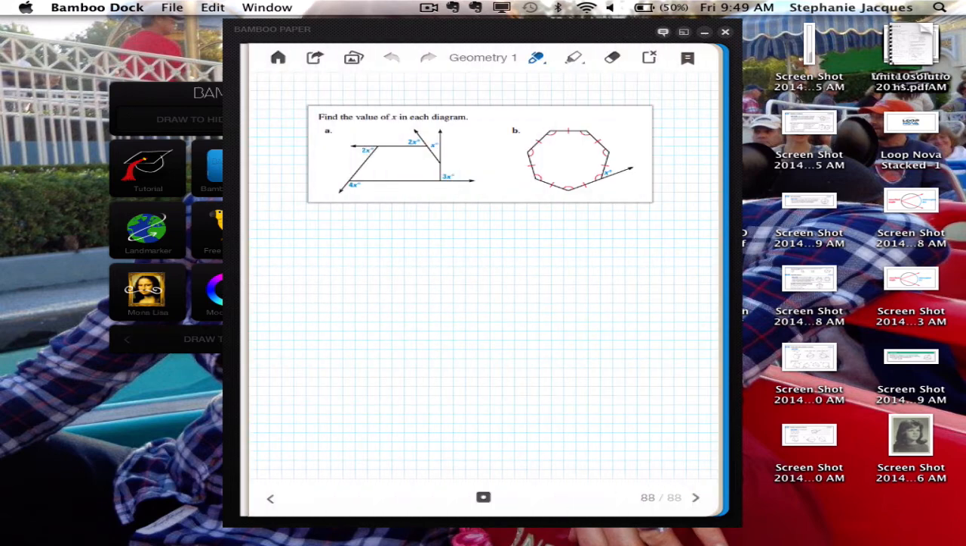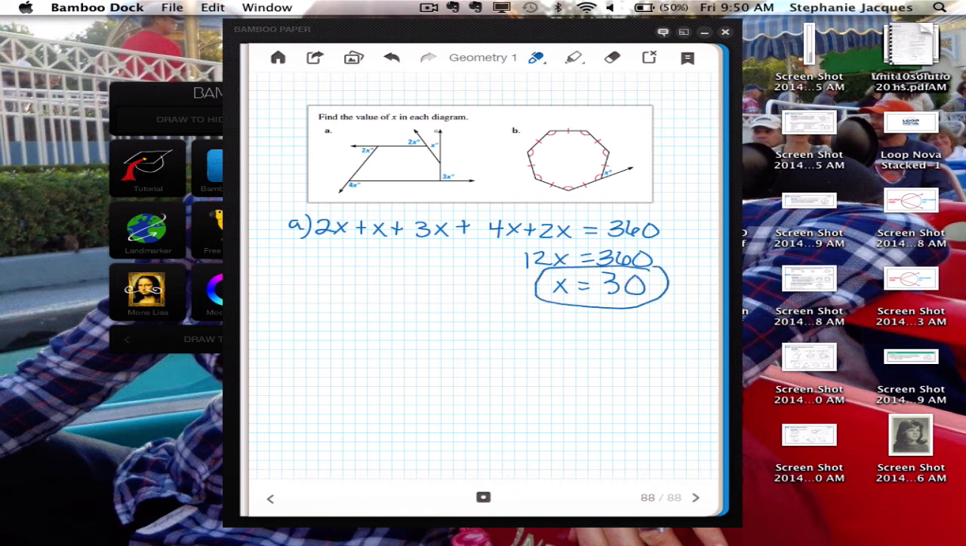Okay, so let's look at A. I know that if we add all these up, they should equal 360. So I'm going to do 2x plus x plus 3x plus 4x plus 2x equals 360. When I add all these up, I get 12x equals 360 and x equals 30. So that's the measure of x. They just wanted to find x. They don't want you to find the degrees. If you did need to find the degrees, you'd plug x in and find all your degrees.